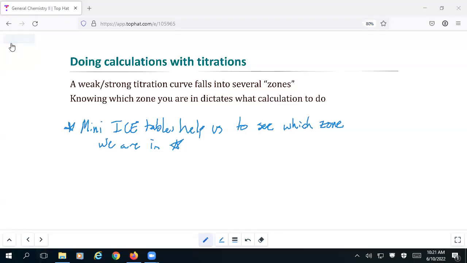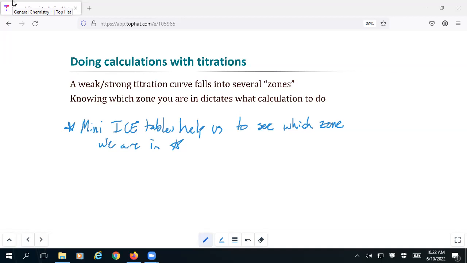All right, so we're moving into the part of this chapter that I would say probably most students find the most difficult, and that is how to do titration calculations inside of a titration curve.